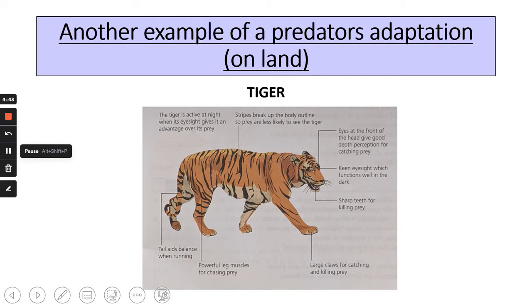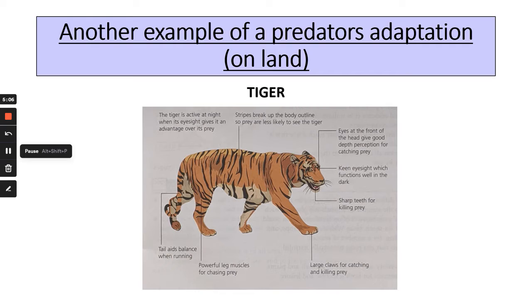Okay, so we now have another example of a predator and how they adapted, but this one is on land. So the tiger. The tiger is active at night when its eyesight gives an advantage over its prey. The stripes break up the body outline, so the prey are less likely to see the tiger.